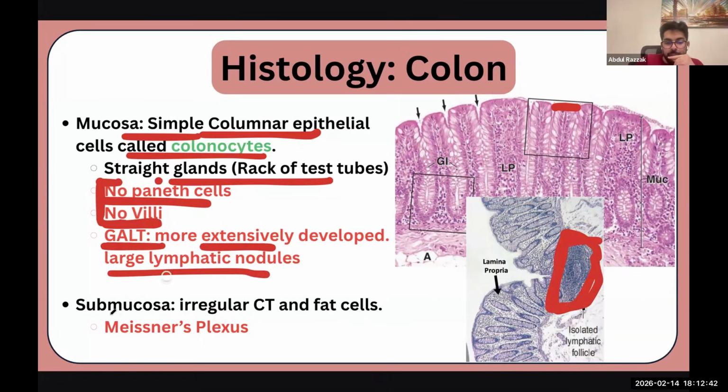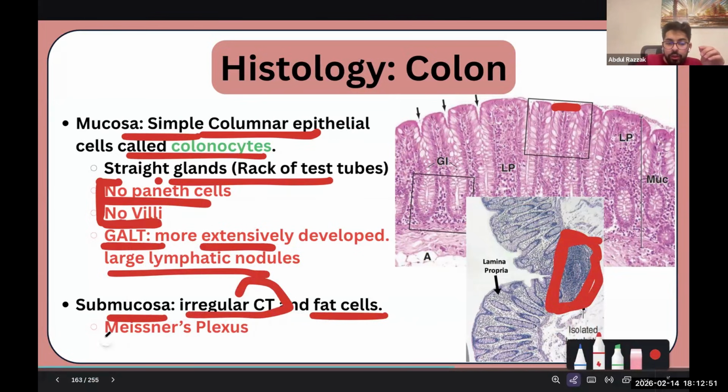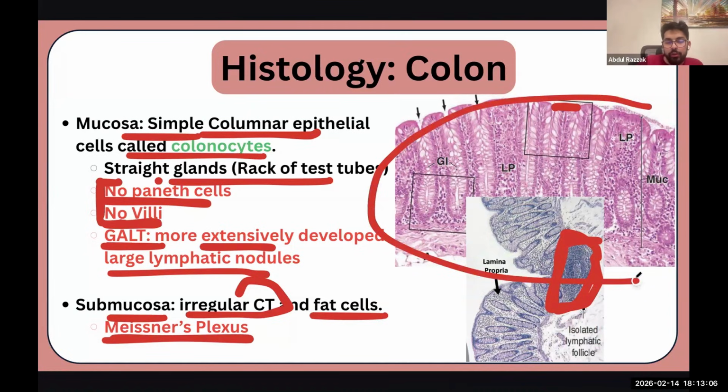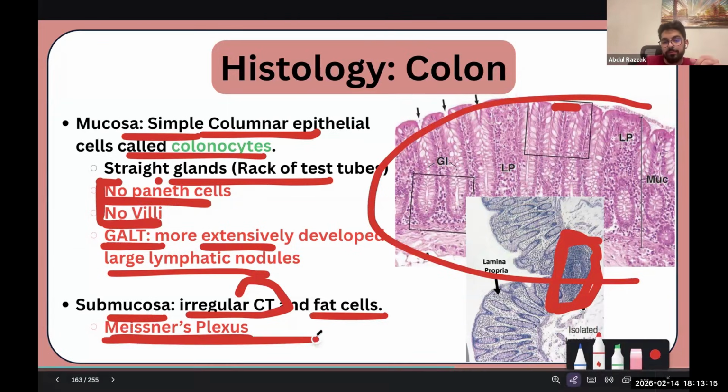Going a little bit deeper, we have the submucosa, and it's just a regular connective tissue with fat cells. This is not going to help you identify anything. However, there is a special component here, which is the Meissner's plexus. It's very, very difficult to identify on histology. If they just get you this image and ask how to identify this organ, you're going to say this is the colon. What are some differentiating features? You can say Paneth cells, absence of villi, GALT, or even Meissner's plexus.